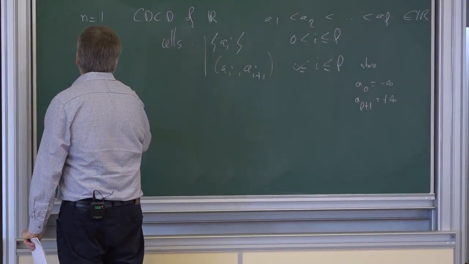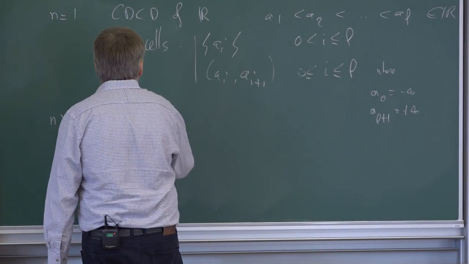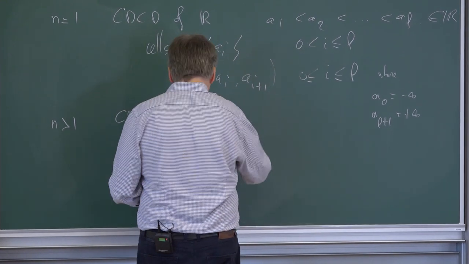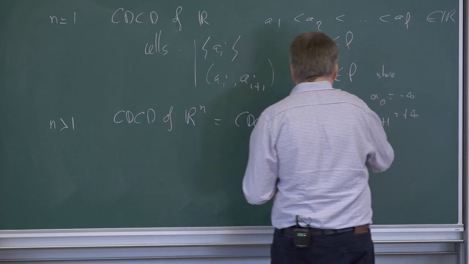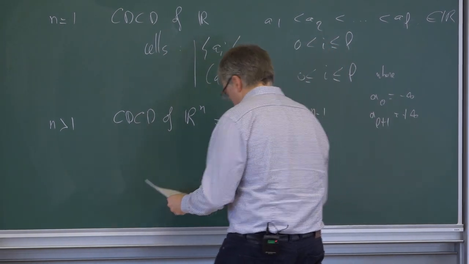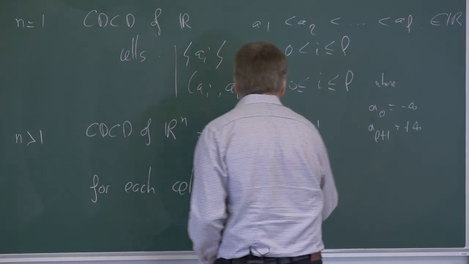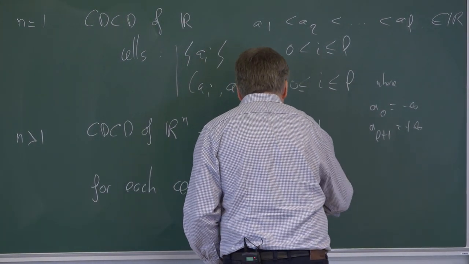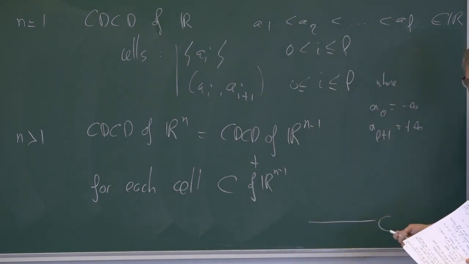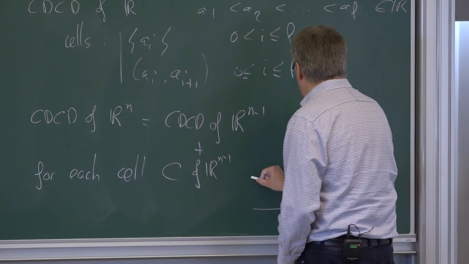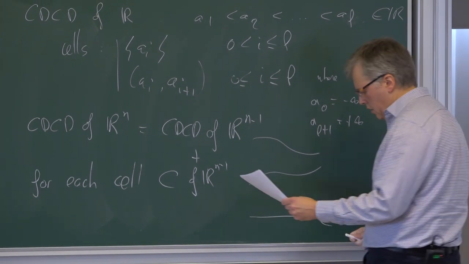And so what happens in higher dimension? Well, you work by induction. So a CDCD of R^n is a CDCD of R^(n-1), plus, for each cell C of R^(n-1), so let's make a picture, of course, in dimension 2. So I have a cell. And above that cell, I give myself two functions, one strictly larger than the other.